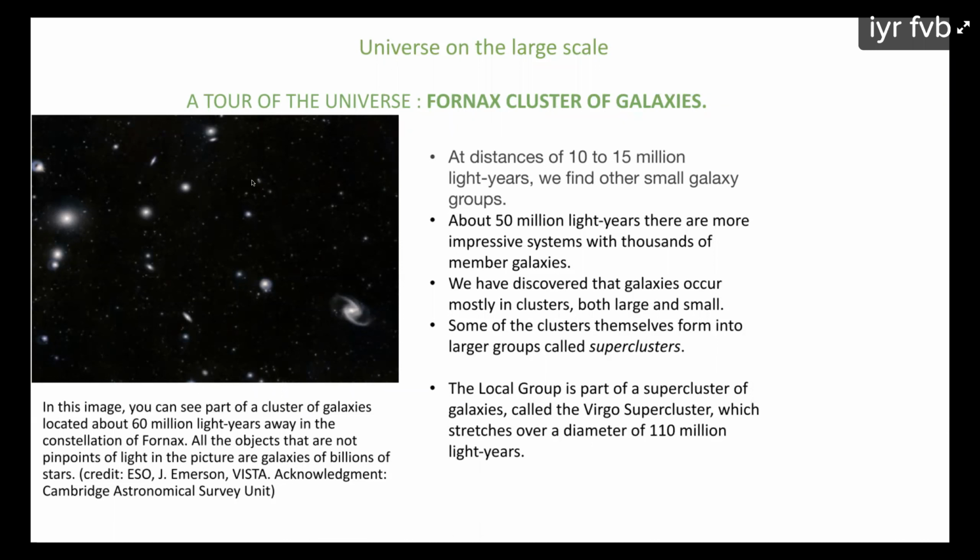Now, if you go to the next level, if you think about our local group, which consists of 50 galaxies, it is actually a part of a supercluster of galaxies. This supercluster is called the Virgo supercluster. The supercluster means a collection of galaxy clusters. So you have galaxies, and then you have a collection of galaxies as galaxy clusters, and then you have a collection of galaxy clusters. That is called a supercluster, right?